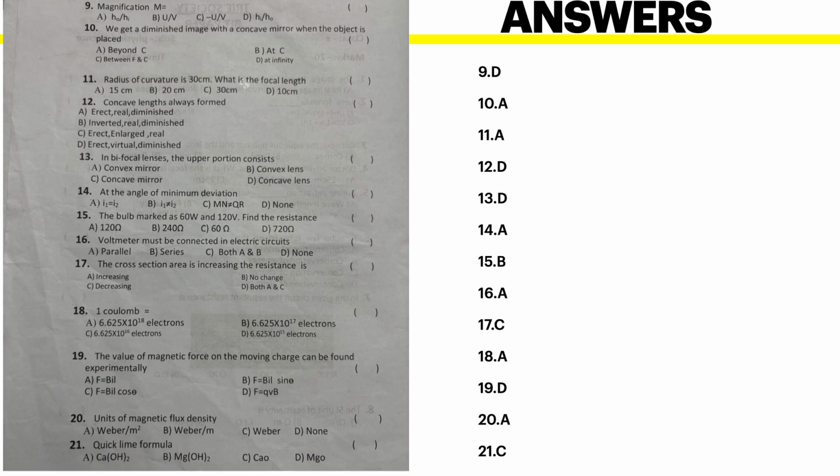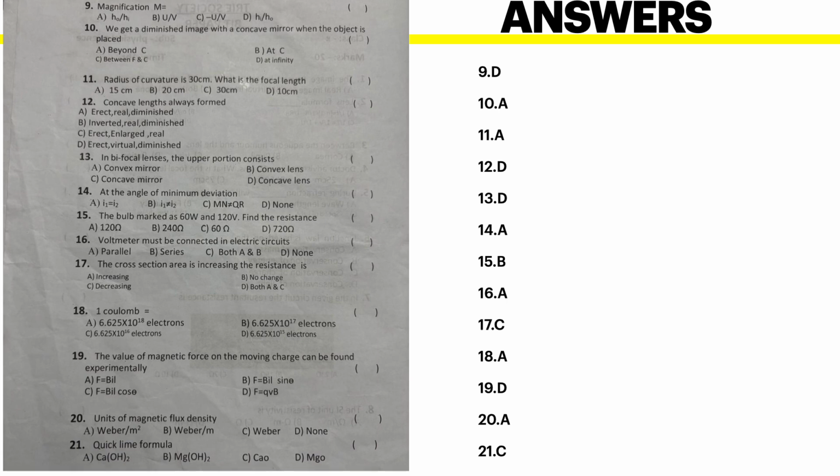Next, for the 13th one, in bifocal lenses, the upper portion consists of, see for the 13th one, the upper portion of a bifocal lens consists of concave lens. So D is the right answer. Next one, see the 14th one, at the angle of minimum deviation, I1 is equal to I2. That is for 14th one, A is the right answer.